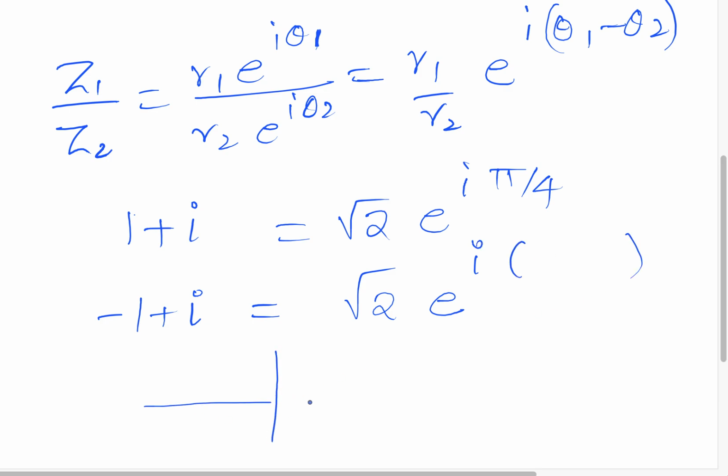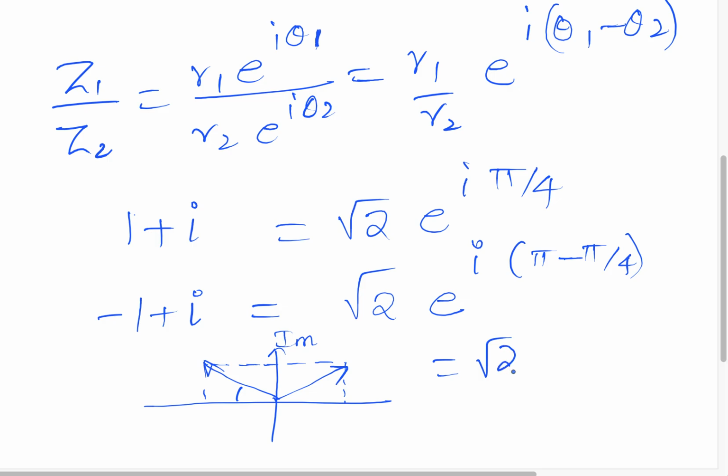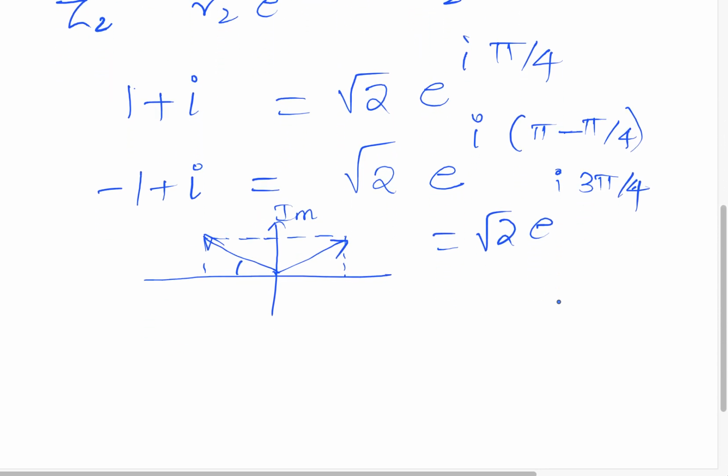but what will be the argument? Remember, it's in the second quadrant, with the same kind of orientation as the other number. So this is pi by 4, so it's pi minus pi by 4. We had discussed this when we looked at the Euler's form. The two numbers 1 plus i and minus 1 plus i are symmetric with respect to the imaginary axis. So the argument will be 3 pi by 4 based on this particular representation.